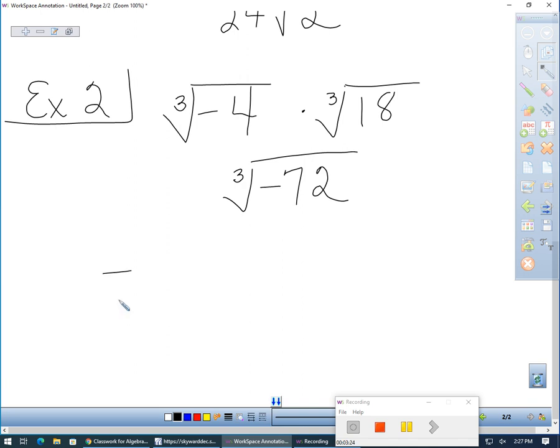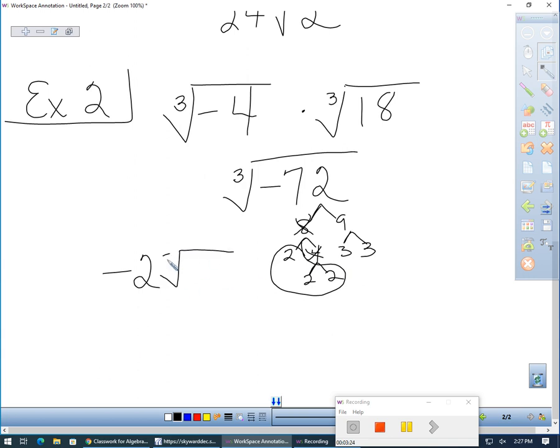Now we got to break down the 72. 72 is 8 times 9. 8 is 2 times 4. 9 is 3 times 3. And we still break down the 4 into 2 times 2. This time, how many friends do I need in order for it to come out? 3. Good. So I have a group of 3 2s that get to come out. Goes with that negative we already had on the outside, right? Left at home inside that cube root, there are 2 3s. What do I do with those? 3 times 3 is 9. Very good.